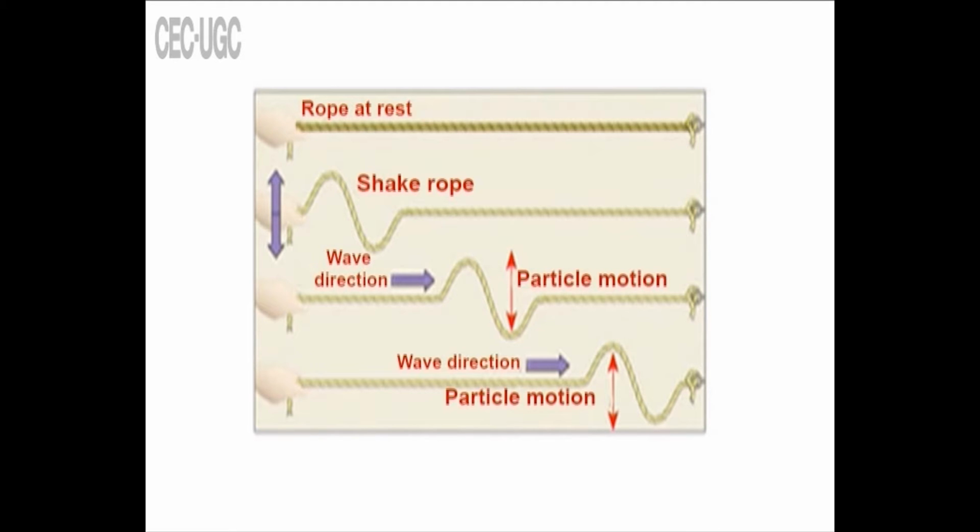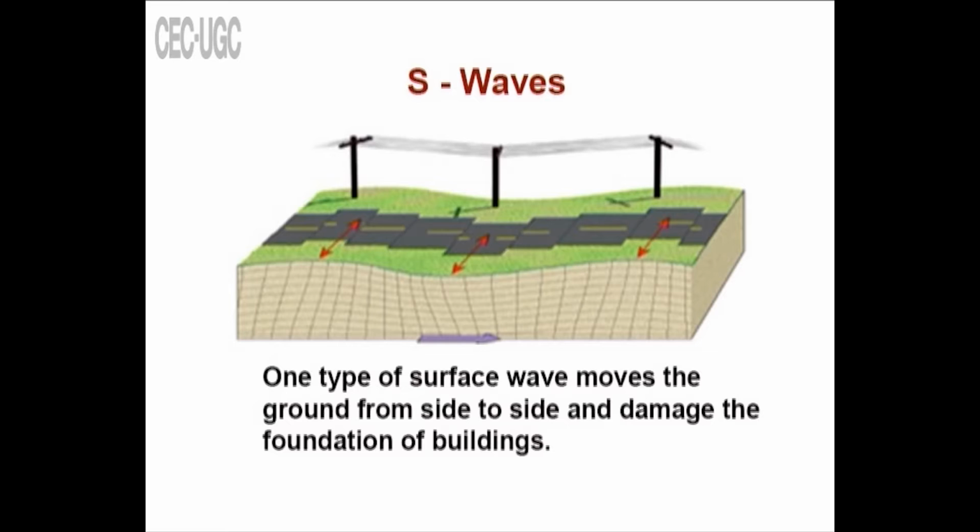For example, if you take a single rope and slightly shake it from one end, what happens? Waves will be generated. You can get a first wave, second wave, third wave, like that. That is named particle motion. The waves come in one side and go down, and again touch the rope. That is called the wave direction. This way the S waves, or transverse waves, can travel. Another is zigzag motion. Here, one type of surface wave moves the ground from side to side and can damage the foundation of buildings. This is the way seismic waves act.